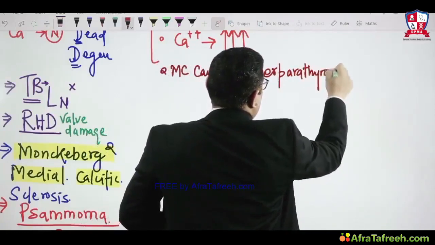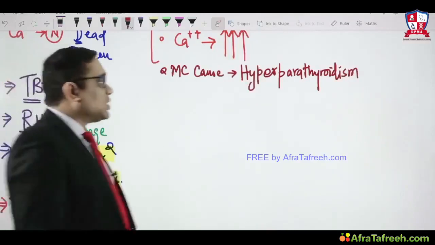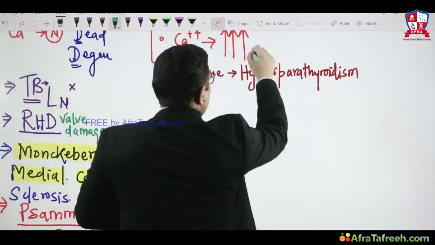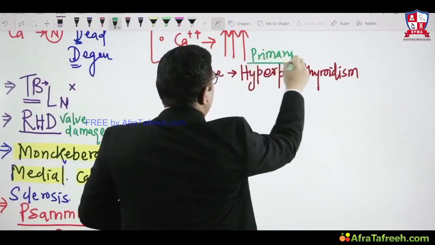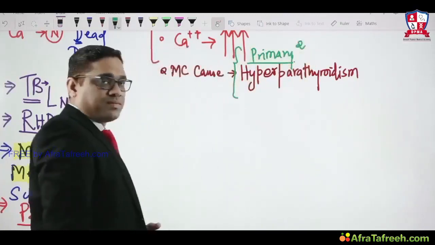Hyperparathyroidism. So hyperparathyroidism is the most common cause. Which type of hyperparathyroidism? Primary or secondary? So your answer should be primary hyperparathyroidism, right? So primary hyperparathyroidism is the most common cause of metastatic calcification.